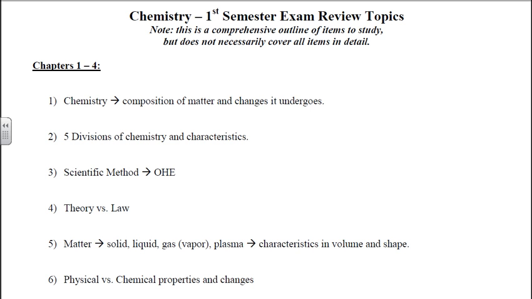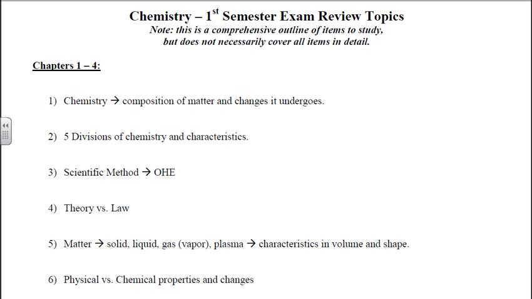No. Does it mean just because there's one bullet, like chapter 1 through 4, number 1, that could probably be one question, but if you look at number 2 here, 5 divisions of chemistry and characteristics, of course I could get 5 questions out of that. So you got to make sure you know your stuff really, really well. And then this, it doesn't cover everything in detail. That's what I'll try to give you now, is a little bit more detail to work with.